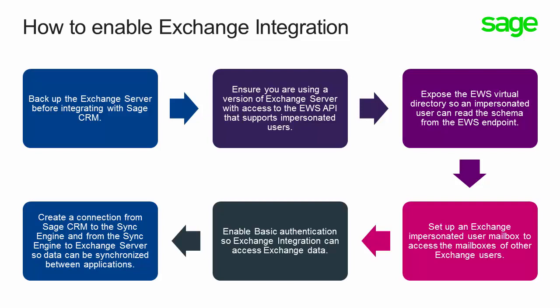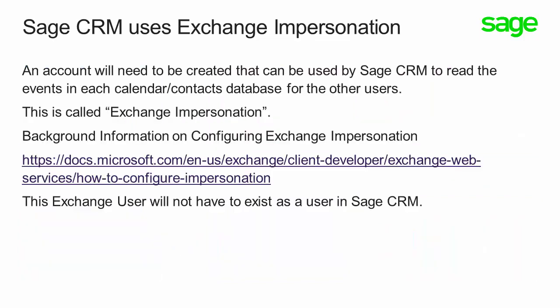endpoint. We need the Exchange impersonated user to be able to access the mailboxes of the other Exchange users, and we need to make sure that the Exchange integration is using the correct authentication to be able to access the data. We also need to create a connection from Sage CRM to the sync engine and from the sync engine to the Exchange server so that the data can be synchronized between all of those applications.